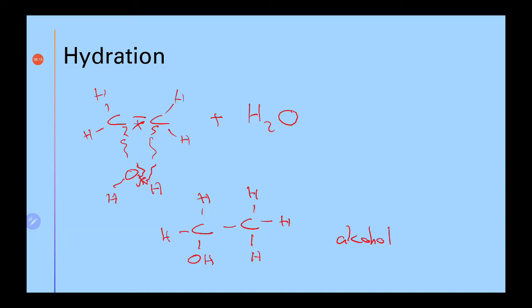Now that's creating a molecule called an alcohol, and we're going to talk about that in maybe a week or so's time. So don't worry about that too much. Don't worry about what this is. We will talk more about that. But that's how we make it from an alkene. It undergoes hydration. We add water to it.